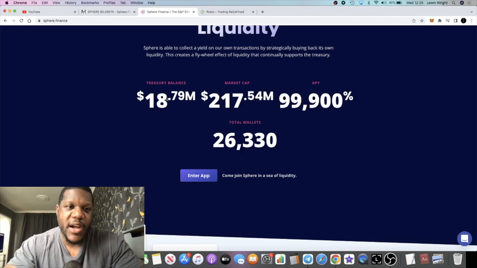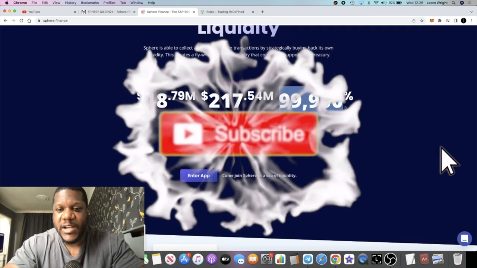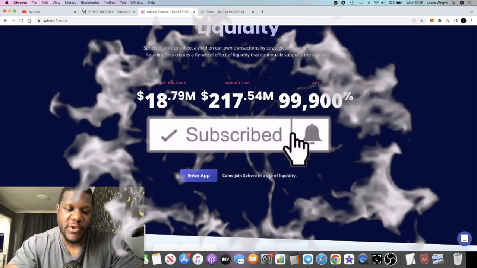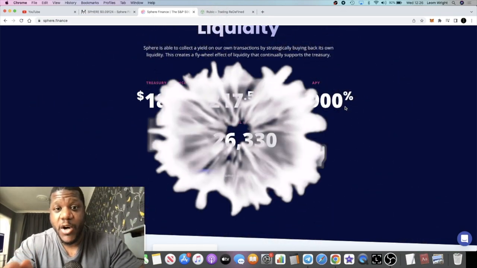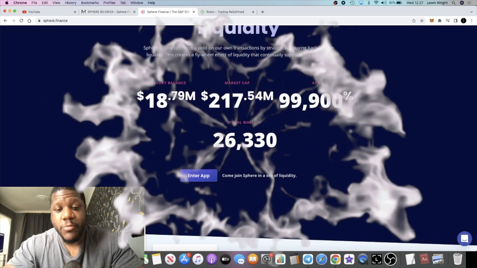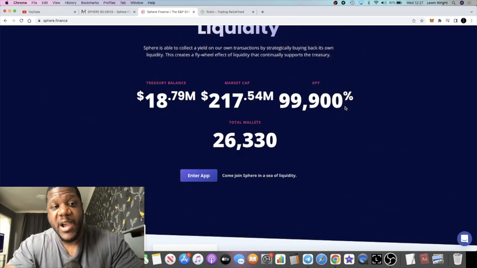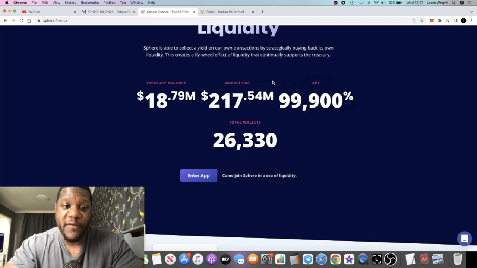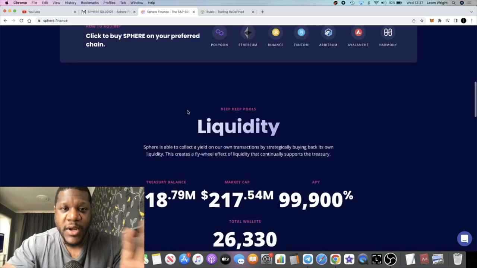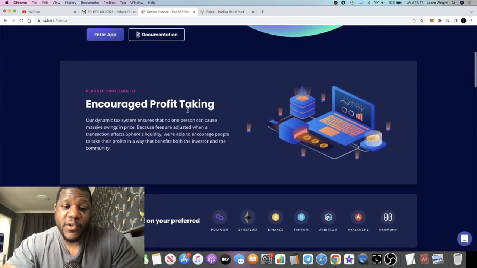But obviously, there's going to be people that look at the APY and think, nah, that's crazy. We've seen it with so many projects before. Some of them are doing pretty well at the moment, and some of them, like Time Wonderland, for example, we've seen crash and burn. So there's going to be people that are apprehensive about this type of APY in the first place. But it has a treasury of 18.79 million. So yeah, I think that this could be a potential project for you to look at.